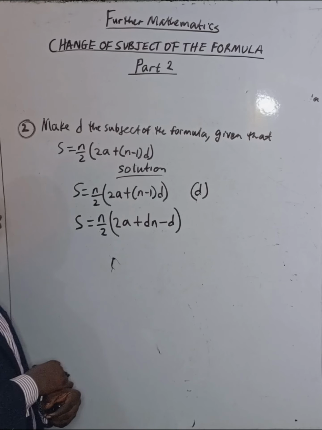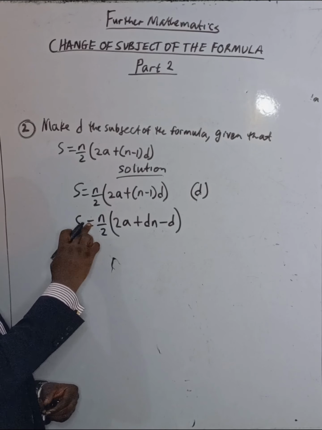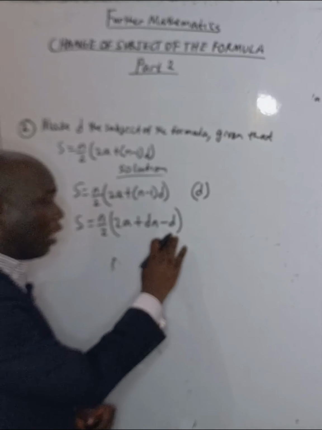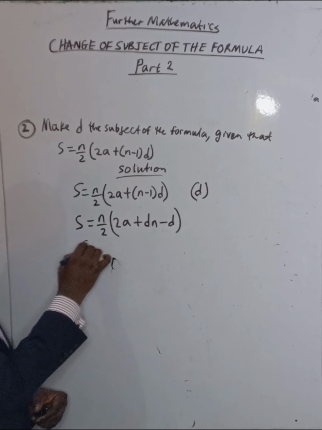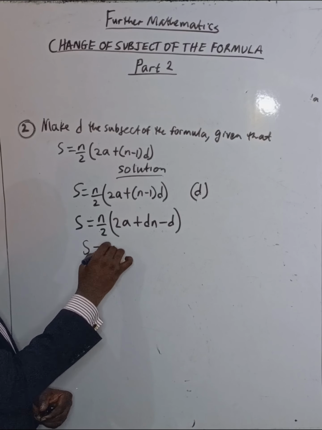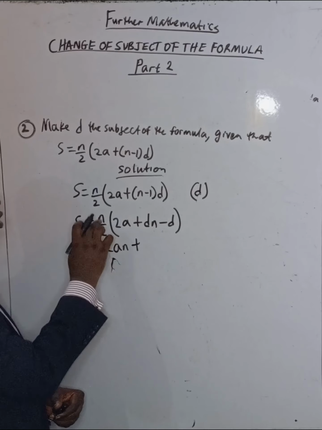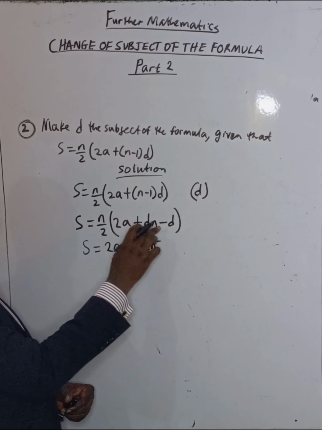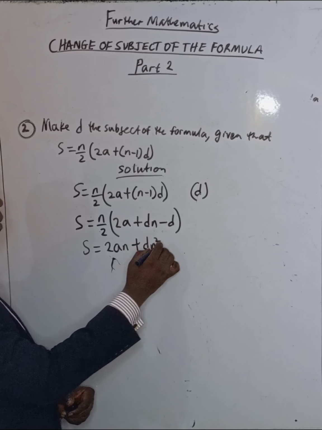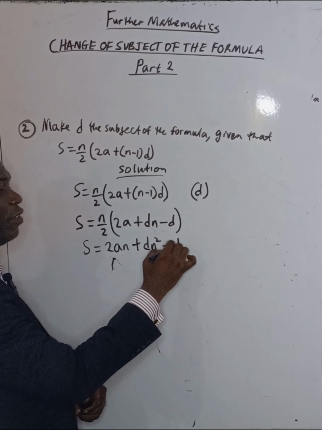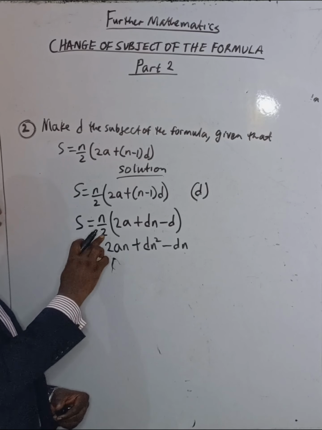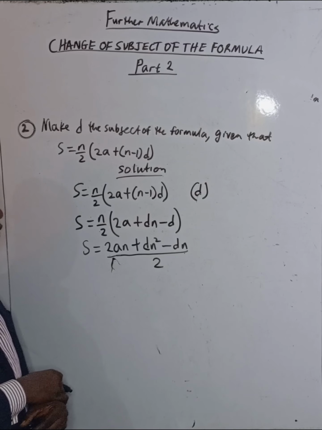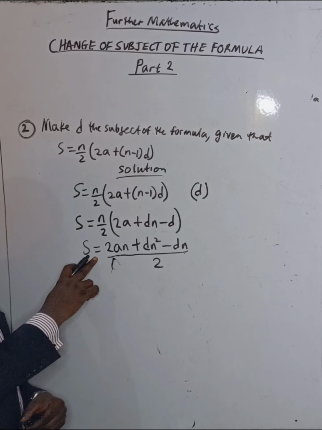So now, look at this n. We use this n to open the bracket. Use this n to multiply every expression you have inside the bracket. So S will be equal to n multiplied by 2a, you have 2an, plus n multiplied by dn, you have dn squared, because you have n here and there's another n, so it becomes n squared, minus n multiplied by d, you have dn. Don't forget this 2 here. The 2 will be here. So everything over 2.